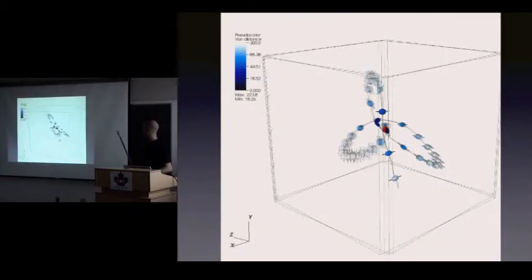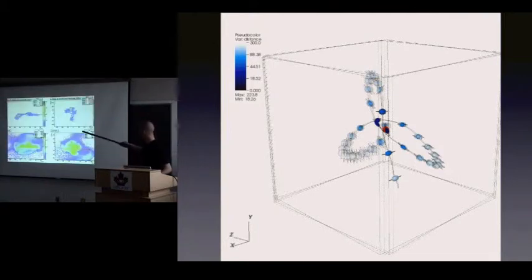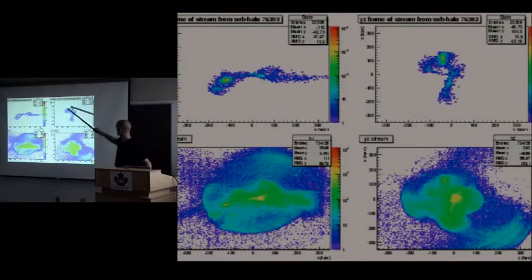So the orbits, that's an example of an orbit in these triaxial potentials. They are, of course, not confined to planes. So that also means that the streams are quite complicated. So that's an example. From one accretion event, you can get this kind of streams in one projection. That's the same in another projection.